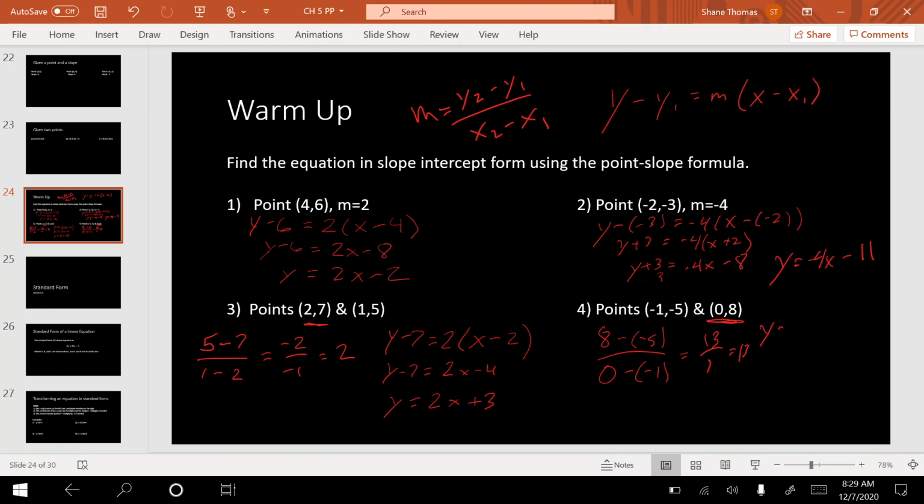So y minus my y term equals my slope, x minus my x term. All right, so I have y minus 8 equals 13x. 13 times 0 is 0, so we don't have to do anything there. And then we add the 8 across, so y is going to be 13x plus 8.